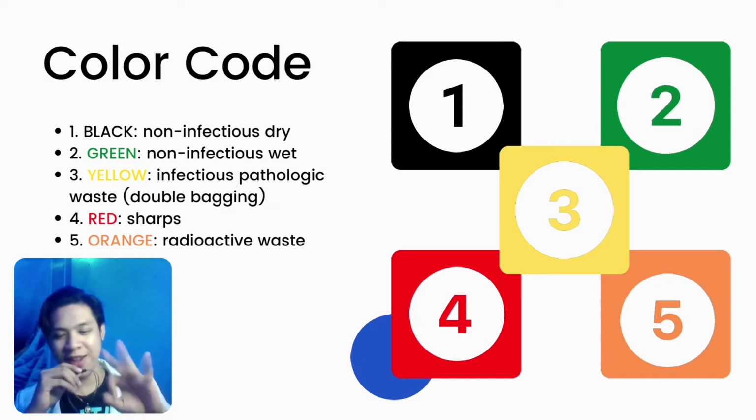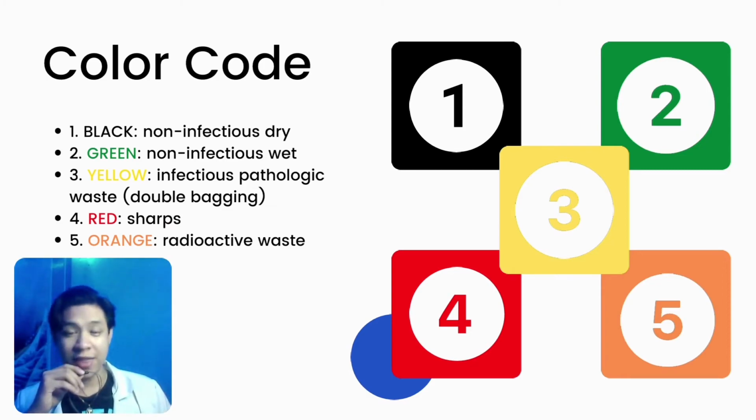And number 3, the color yellow, which I think is one of the most important in the clinical laboratory, for our infectious pathologic waste, and is the only type of waste which requires double bagging to avoid leaking. Some examples here are used gauze, gloves, catheters, infected diapers, and even tubings.